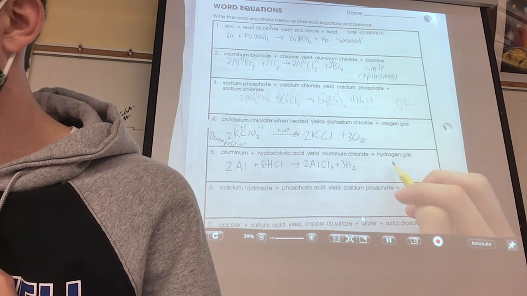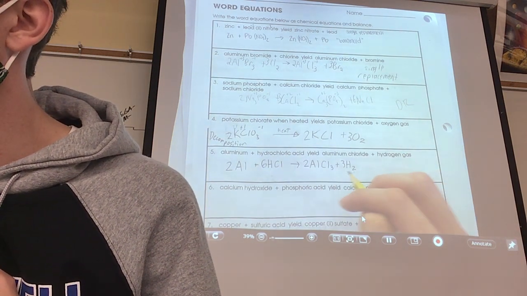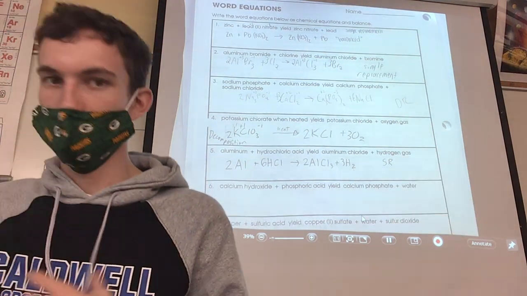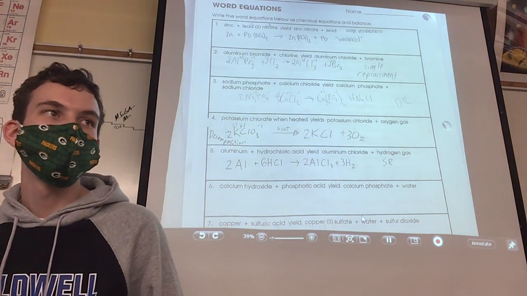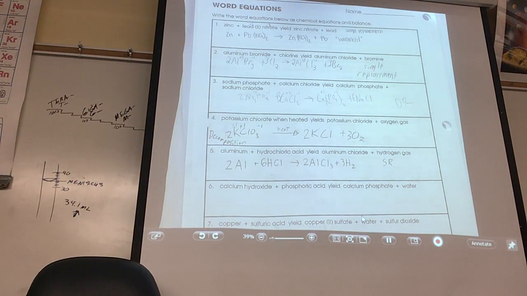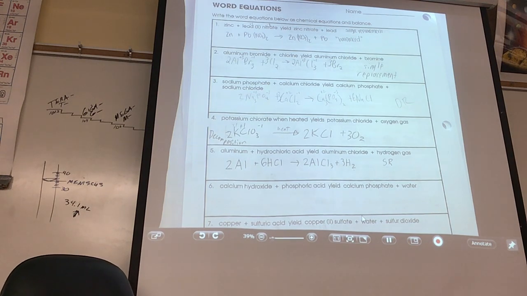Can you reduce it? No, because 3 is odd. And now it's a single replacement. So in this case, aluminum is able to knock the hydrogen out, right? Yeah. Okay, very good. Next. Marie. Very good, Parker.